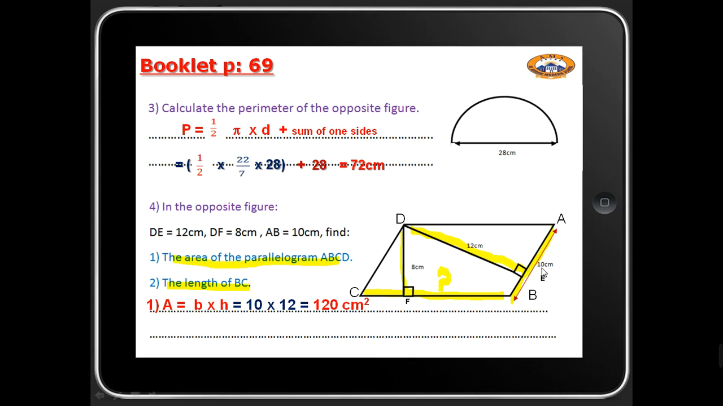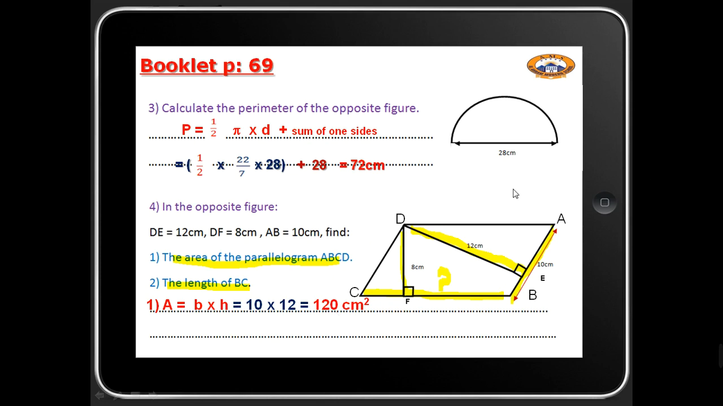So please concentrate on this point. You're only going to use the things that you see. I have here 12 as the height, and the corresponding base for it is AB. So only multiply 12 by 10. Don't go near 8, because 8 is the height, but I don't know its base, so I'm not going to multiply 8. Okay, so 10 times 12 gives me 120 square centimeters.